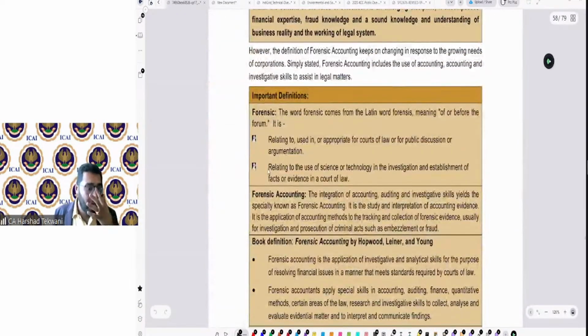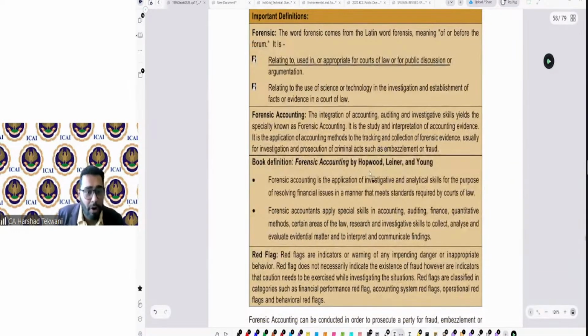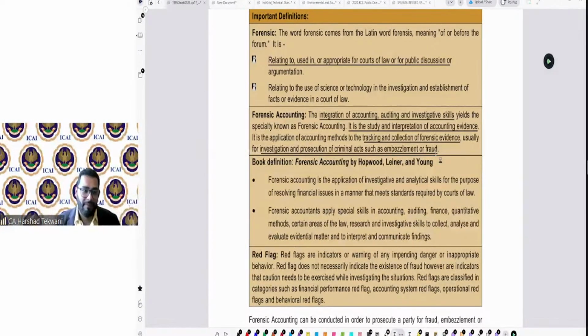Okay. The term forensic means before the forum, that is, it used to be used as appropriate for the court of law or public discussion. And forensic accounting is a study and interpretation of accounting evidence, an integration of accounting, auditing, and investigating skills. Majorly, it was earlier used for fraud investigation to track and collect forensic evidence, usually for investigation and prosecution of criminal acts such as embezzlement or fraud. But nowadays, it has expanded to a different level.